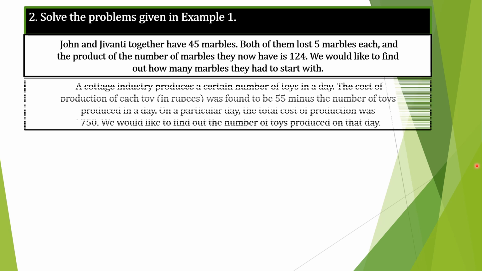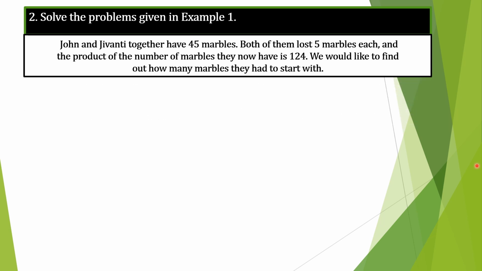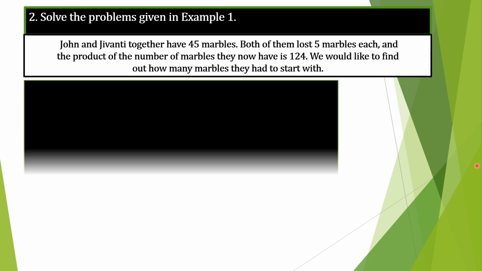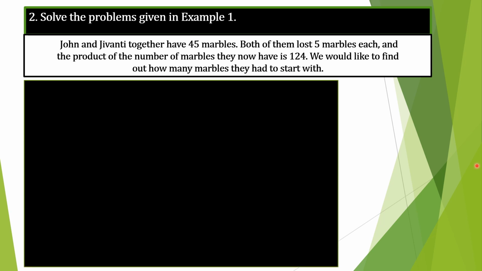So the first one is: John and Jivanti together have 45 marbles. Both of them lost 5 marbles each. And the product of the number of marbles they now have is 124. We would like to find how many marbles they had to start with. Okay, so let's put this situation or these words in an equation.